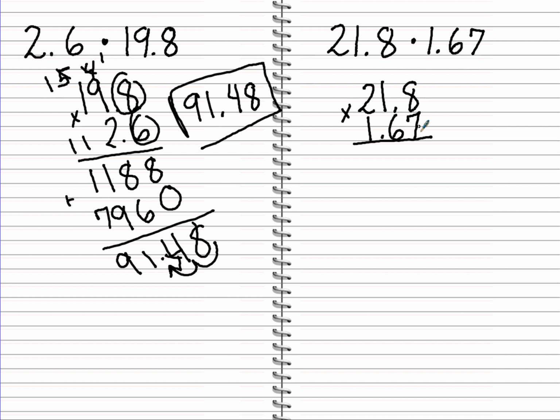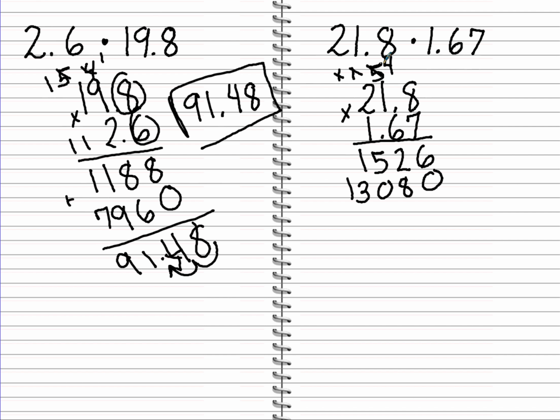8 times 7 is 56, carry my 5. 7 times 1 is 7, plus 5 is 12. 7 times 2 is 14, plus 1 is 15. Okay, and notice I'm putting my placeholder, and I'm done with these numbers. Then 6 times 8 is 48, 8, carry my 4. 6 times 1 is 6, plus 4 is 10. Carry my 1. 6 times 2 is 12, plus 1 is 13.